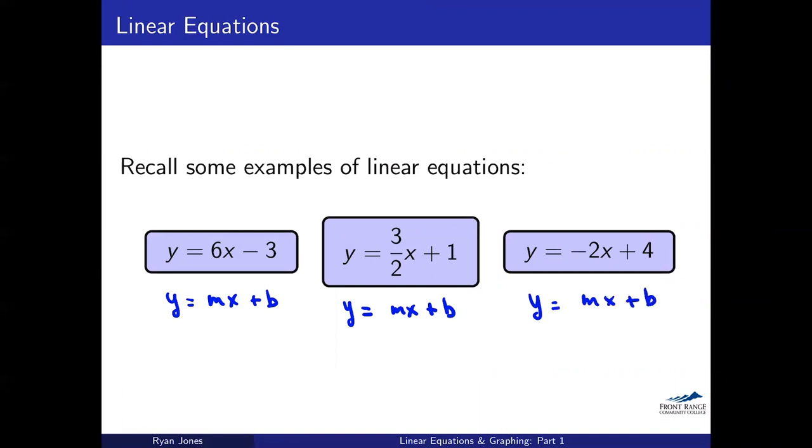And here we'd have m is equal to 6. Here we would have m is equal to 3/2. And here we would have m equals -2. So that m is just whatever number is multiplying x. And then b would be, in this case, -3. In this case, +1. And in this case, +4. You want to be careful on this first example here. It is a -3, so we want to make sure that value b is -3 here.